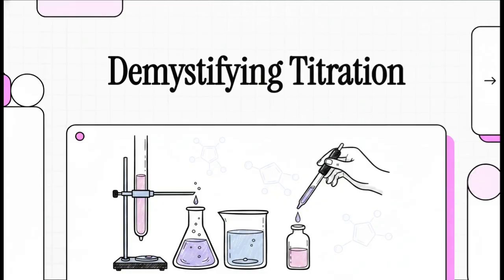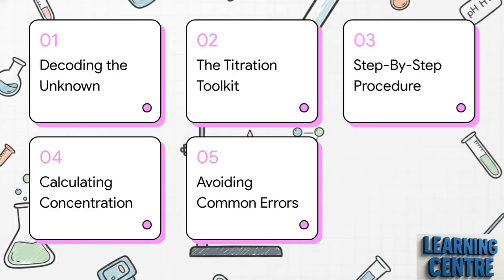Okay, let's dive into this. Here's our roadmap for today's explainer. We'll start by decoding the unknown. Then we'll unpack the titration toolkit. After that, we'll walk through the step-by-step lab procedure, followed by calculating the actual concentration. And finally, we'll look at how to avoid those common pesky errors. It's a smooth ride from the physical lab tools straight through to the final math.